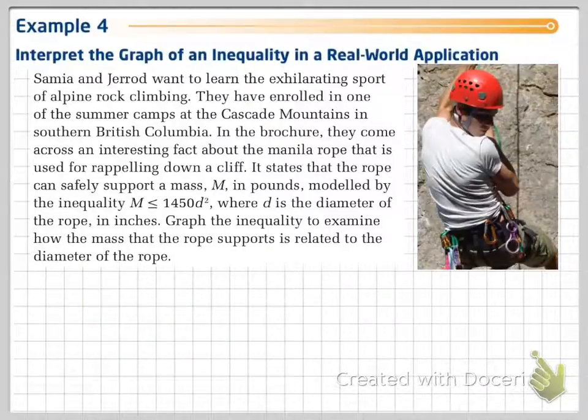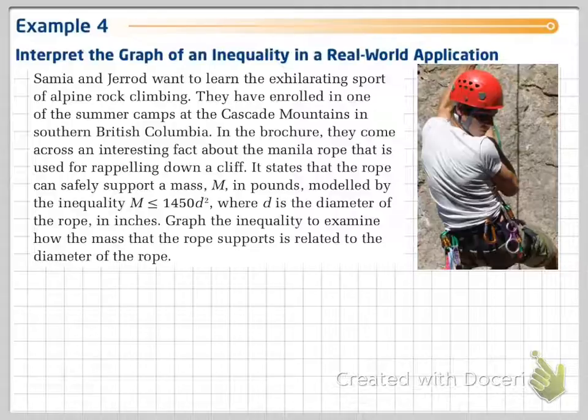Here's our last example. Interpret the graph of an inequality in a real-world application. Here we have quite a large equation, and Sammy and Jared want to learn the exhilarating sport of alpine rock climbing. They've enrolled in one of the summer camps. In a brochure, they come across an interesting fact about the manila rope that's used for rappelling down a cliff. It states that the rope can safely support a mass m in pounds.